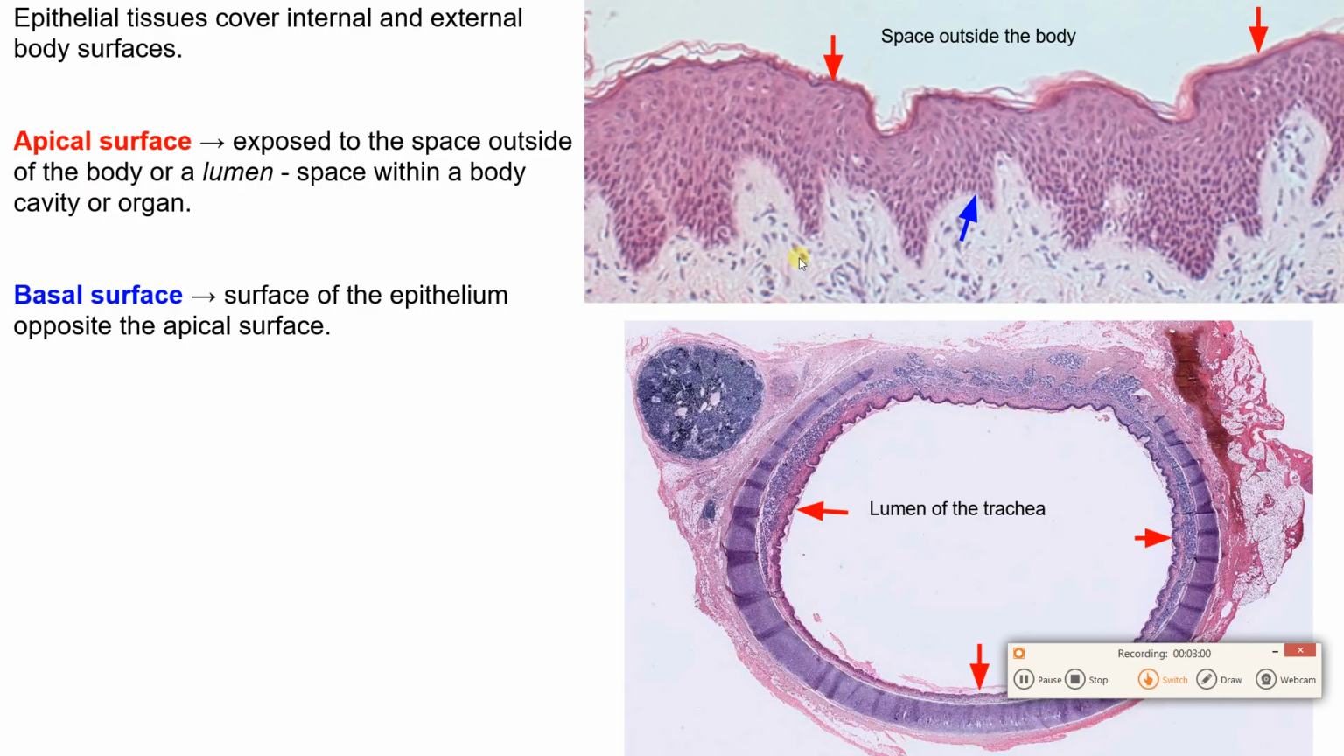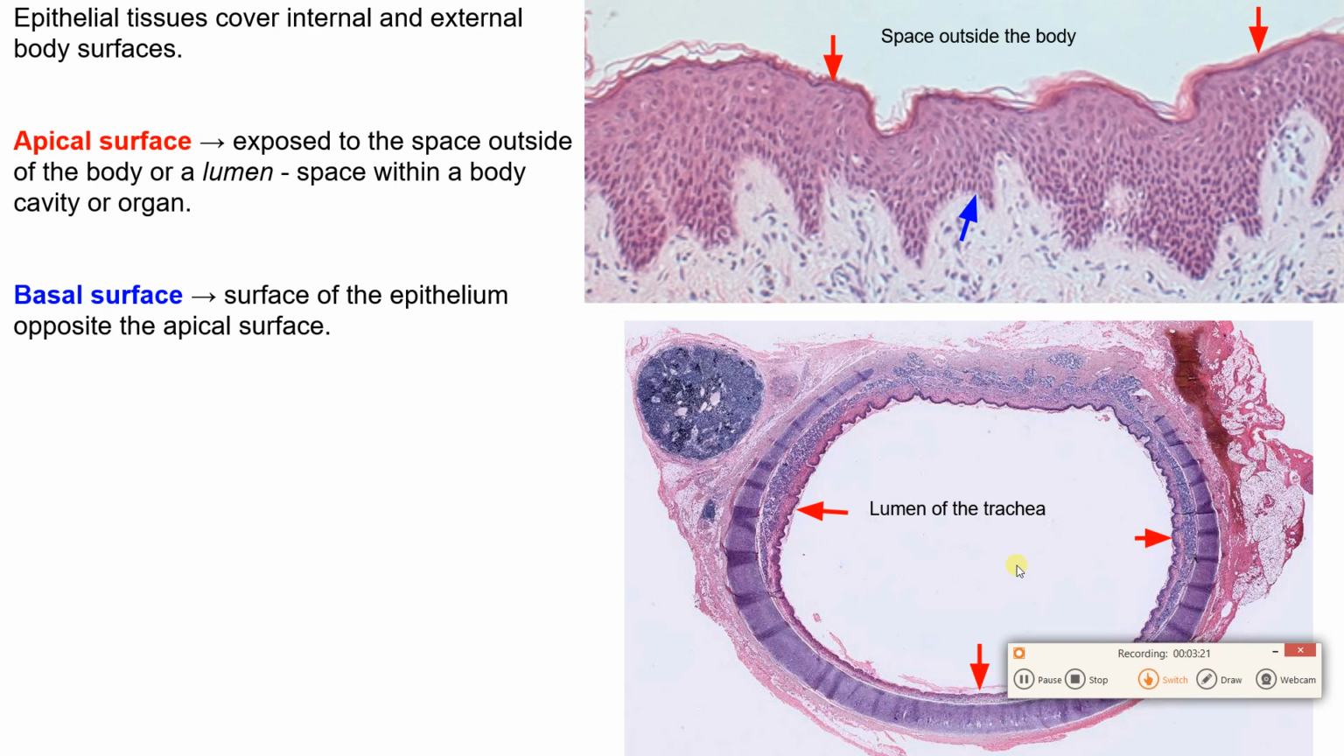Now, opposite of the apical surface. So this is all epithelial tissue right here. Apical surface is here. So the other side is called the basal surface, which is easy to see in this picture of the skin here. Harder to see in this trachea just because we haven't zoomed in enough.